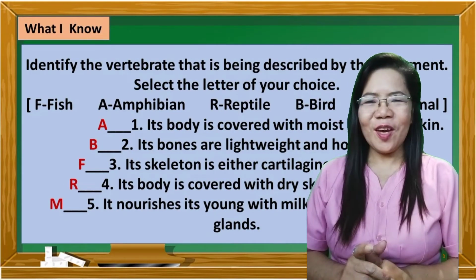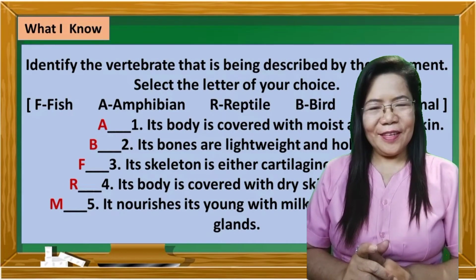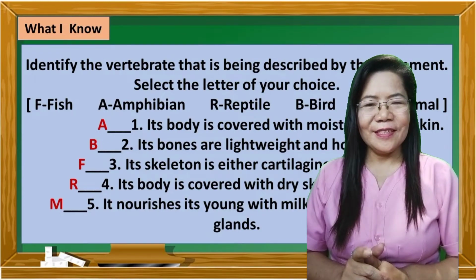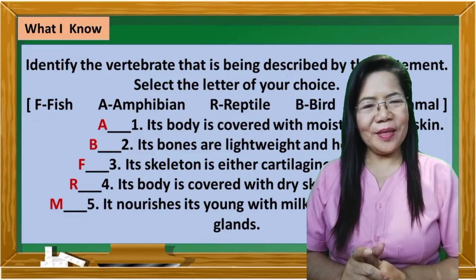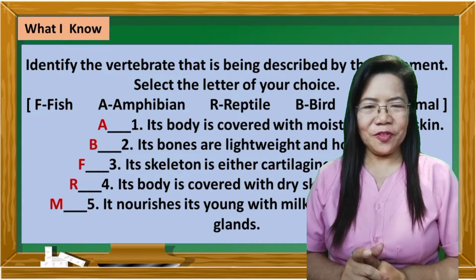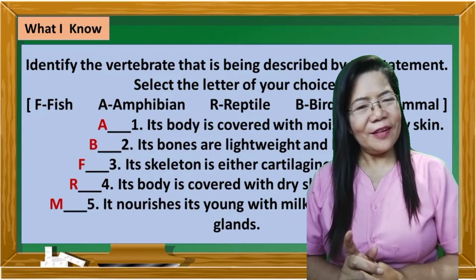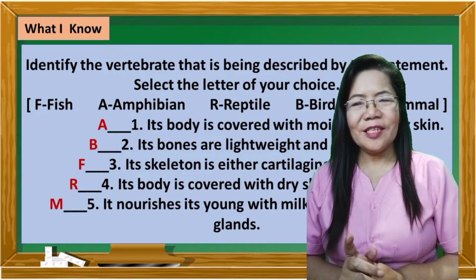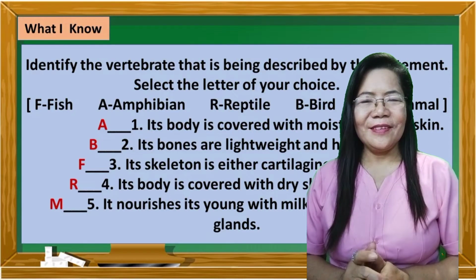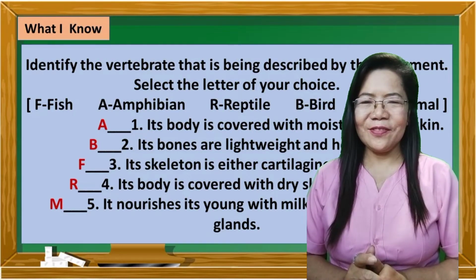Okay, let us check your answer. In number 1, letter A, amphibian. Number 2, letter B, bird. Number 3, letter F, fish. Number 4, letter R, reptile. Number 5, letter M, mammal. You got it! Congratulations, students. Very good.